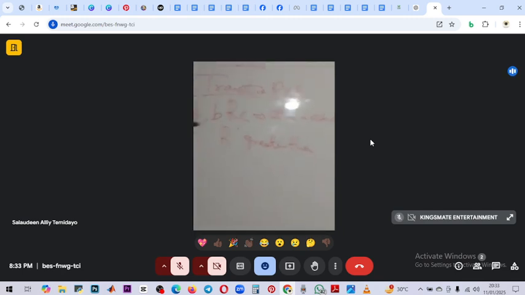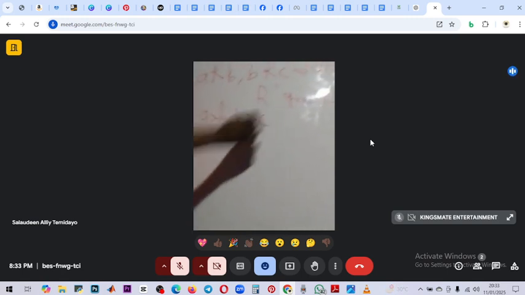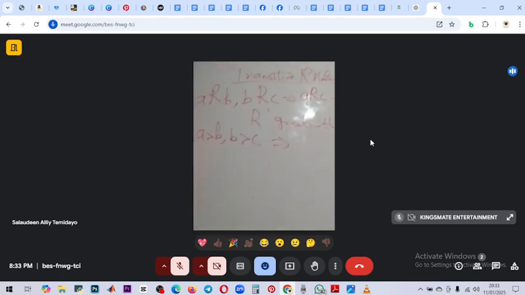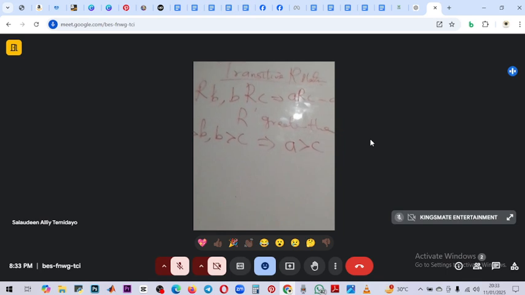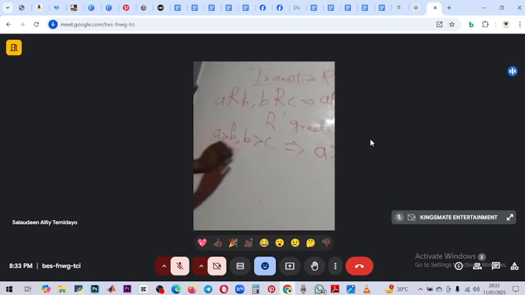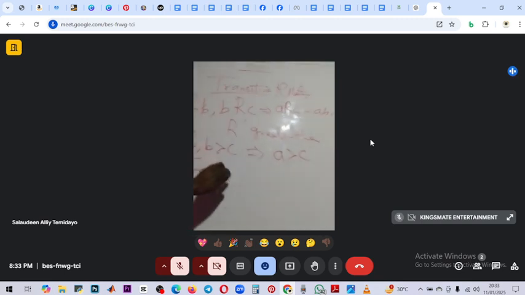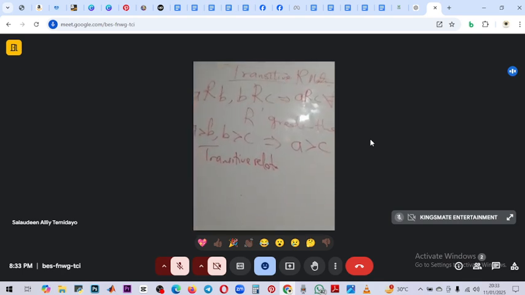So A is related to B. That is, A is greater than B is my example, and B is related to C. B is greater than C. Is it possible for us to say that A is greater than C? I think it is very, very possible. A is greater than B, right? And we know that B is greater than C. Definitely A is greater than C. If something like this occurs, then we say this is a transitive relation.